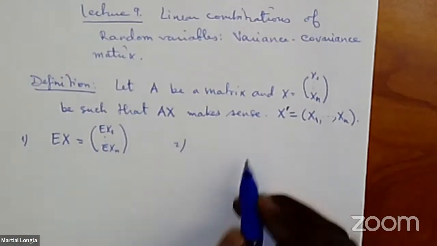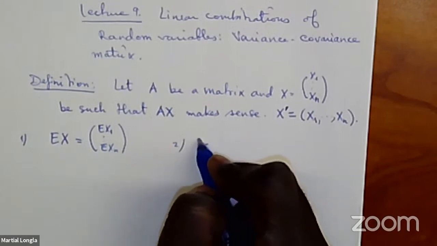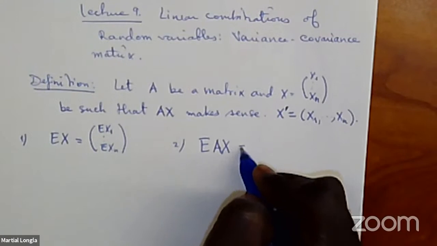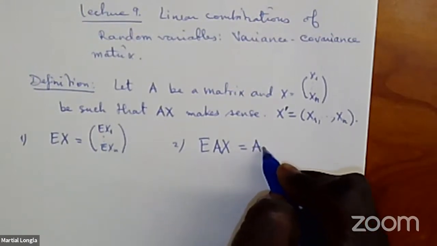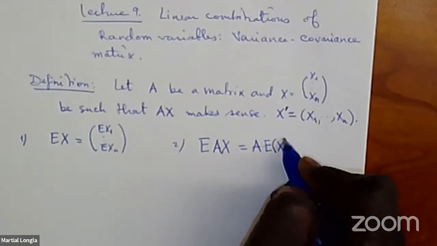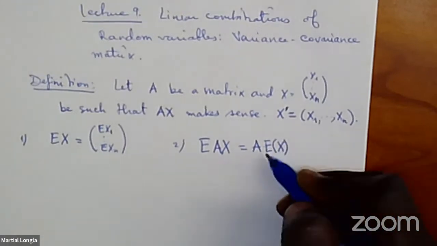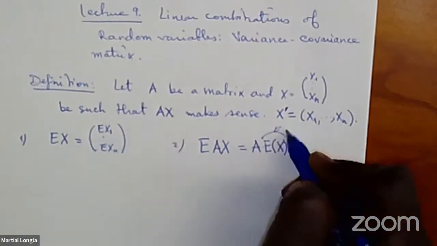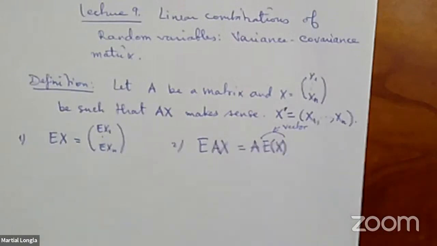And if you want to find the expected value of A times X, that's nothing but A times the vector expected value of X. This is a vector. When you take the expected value of X, that's what you got there, a vector. So you can switch A and the expected value. That's what it is, right?